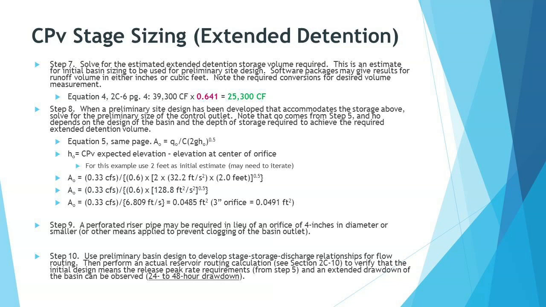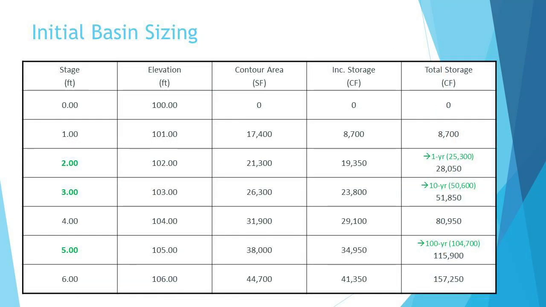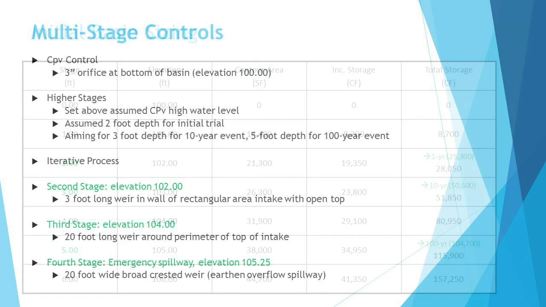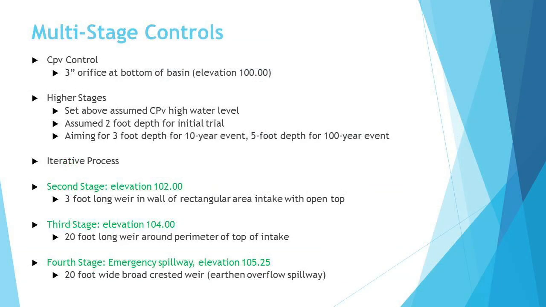So we've already done this. We've solved for the extended detention time. Now we're getting into steps 8, 9, and 10. And this was our initial basin sizing. So let's say we went through this whole process, and mainly because of the time we have today, let's say we solved all these things, and we figured out we need a 3-inch orifice to manage the channel protection volume. We're going to set a higher stage above the 2-year level to manage the larger storms.